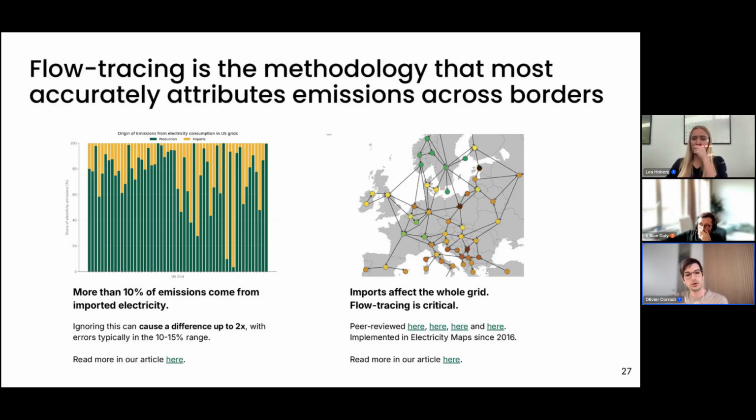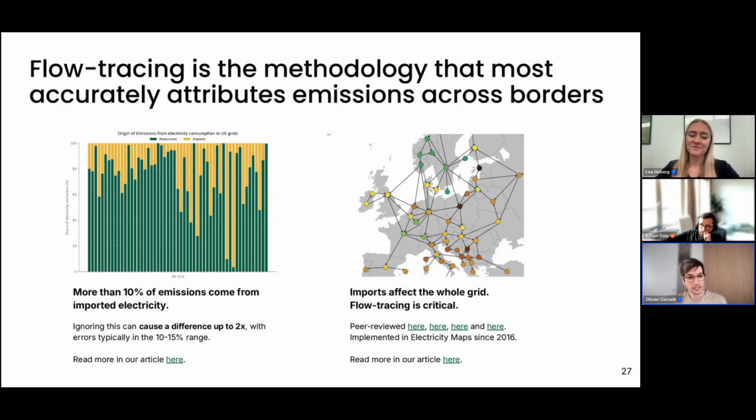So the point is you need to look at the whole interconnectivity of the grid in order to understand where electricity comes from. And so it's not uncommon that in Denmark, statistically speaking, we have a little bit of Spanish and French electricity that finds its way to Denmark through all the interconnected systems.